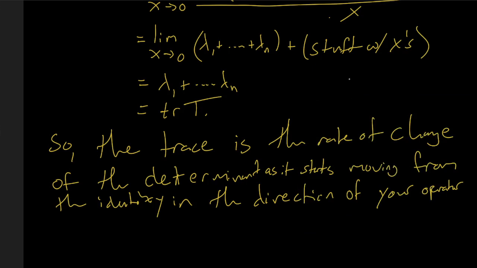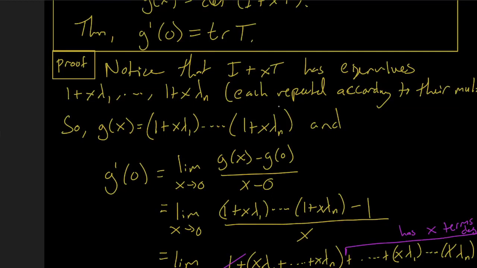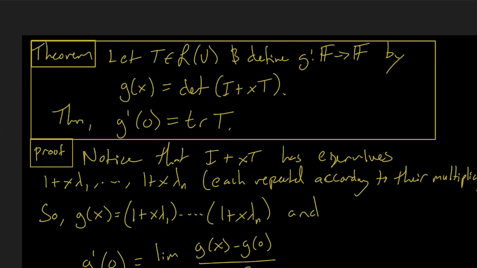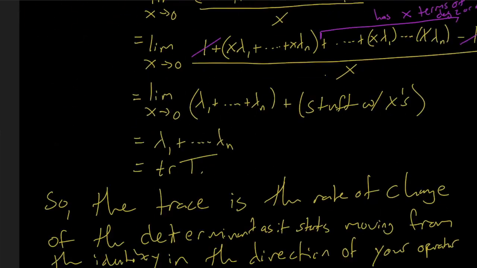So if you take the determinant of the identity plus some multiple of your operator, then at 0, that's just the determinant of the identity. And as you start moving towards your operator or minus your operator, doesn't really matter. What I'm saying is that the rate of change at that point, at the identity, how quickly this thing is changing, is the trace. Kind of neat. So there's a formula that ties together the trace and the determinant. Here's a fun little note.